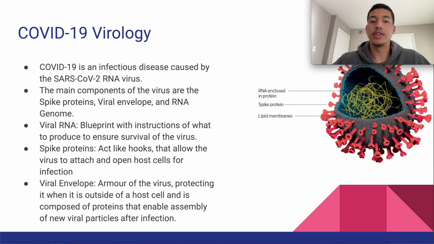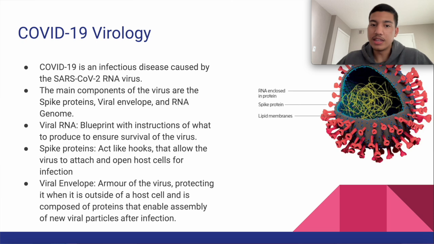RNA is a kind of single-stranded nucleic acid that acts as a messenger that tells cells what they need to make and when they need to make it. So, in the case of COVID-19, the viral RNA is the blueprint with instructions of what to produce to ensure survival of the virus. Now, the spike proteins are what give the virus its name corona, which means crown in Latin due to its crown-like appearance.